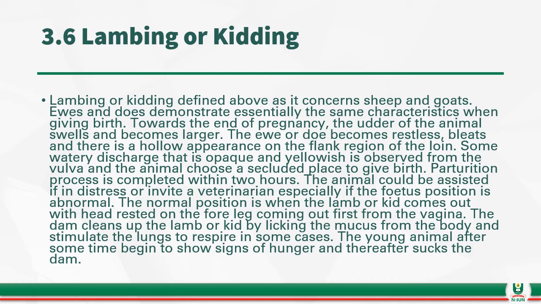The animal could be assisted if in distress, or invite a veterinarian, especially if the fetus position is abnormal. The normal position is when the lamb or kid comes out with head rested on the forelegs, coming out first from the vagina. The dam cleans up the lamb or kid by licking the mucus from the body and stimulates the lungs to respire in some cases. The young animal, after some time, begins to show signs of hunger and thereafter sucks the dam.